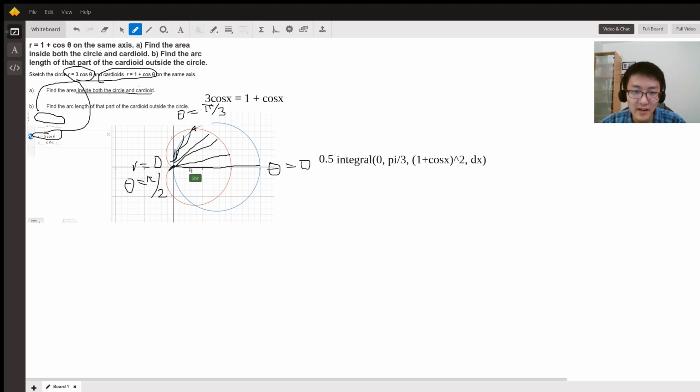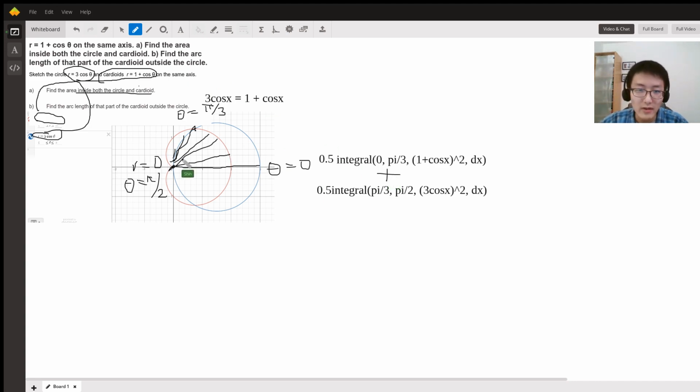All right, and that gives you the area from 0 to pi over 3, and then you want to add the integral from pi over 3 to pi over 2. And remember that from here to here, it's the blue one that's leading its radius. So it'll be 3 cosine theta squared, right? Because it's r squared d theta. And you add these two together.